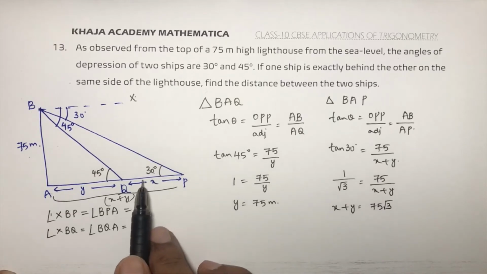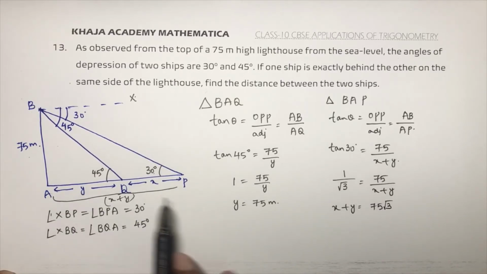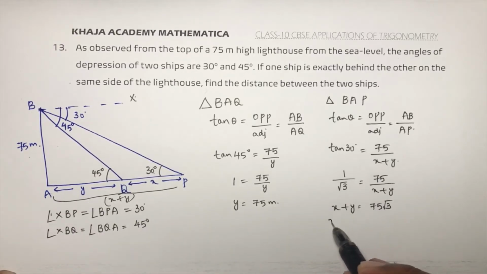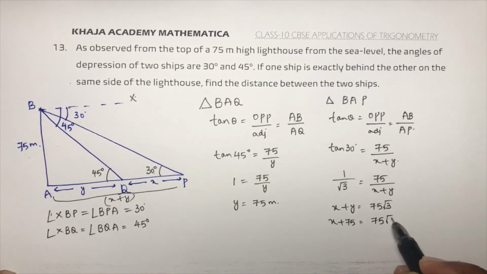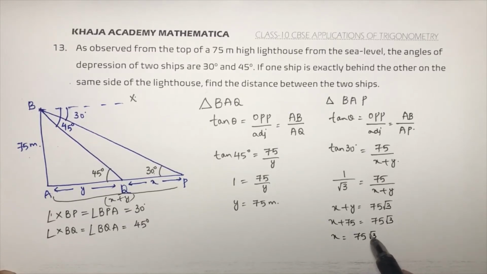But I need to find the value of X. So Y value 75 I'll substitute here. X plus 75 equals 75 root 3. X equals 75 root 3, and transposing plus 75 it becomes minus 75. If we take 75 common, 75 into (root 3 minus 1) meters. This is the distance between two ships P and Q.